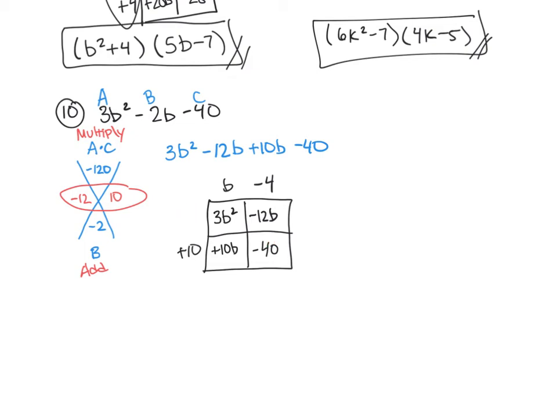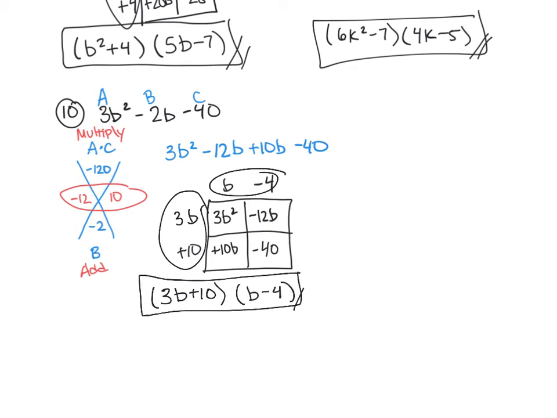Lastly, over here, you can ask yourself, what do I need to multiply b by to get 3b squared? What do I need to multiply 4 by to get negative 12b? What do these have in common that I can factor out? And in this case, your answer is going to be 3b. So if your sides are swapped, that's okay. And if you found your answers in a different order than I did, that's okay as well. But we'll get 3b plus 10 times b minus 4. And there are our factors.